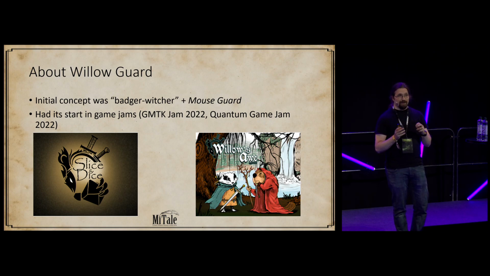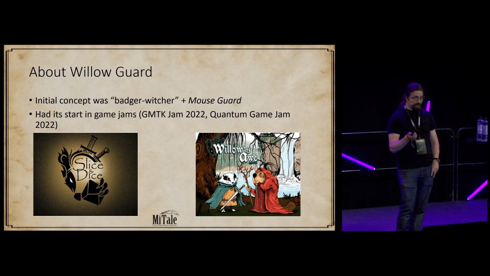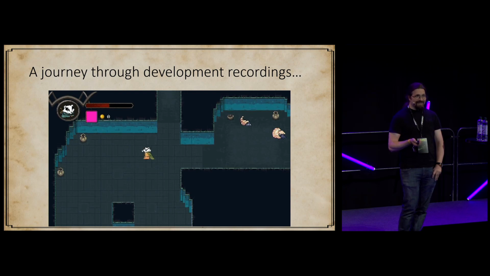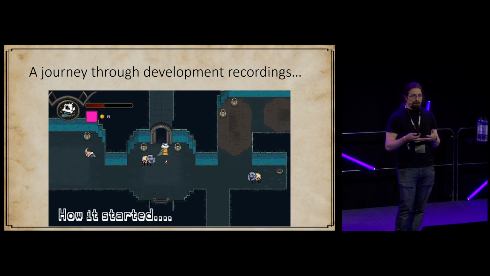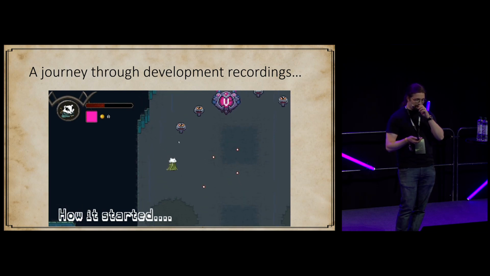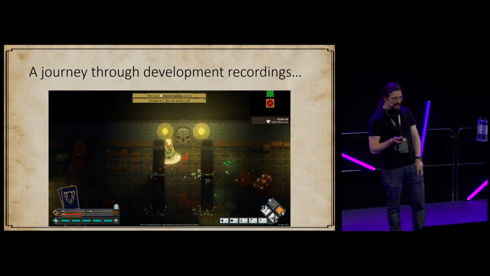The initial concept of the game was just kind of a Badger Witcher meets Mouse Guard, and we tested it out in game jams, the GMTK jam in 2022 and the Quantum Game Jam in the same year. This is sort of what it looked like back then, and the initial concept was just an action RPG where you run around in dungeons and you slash things and you destroy things and you have a good time. As you can see, it was very basic initially.